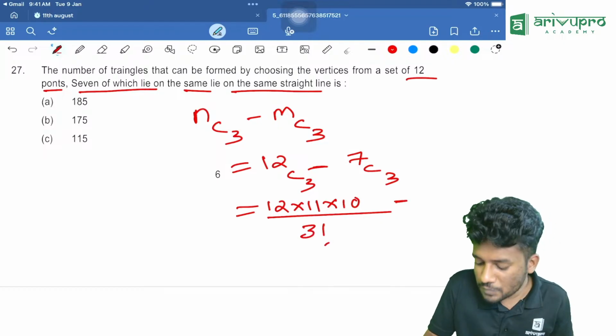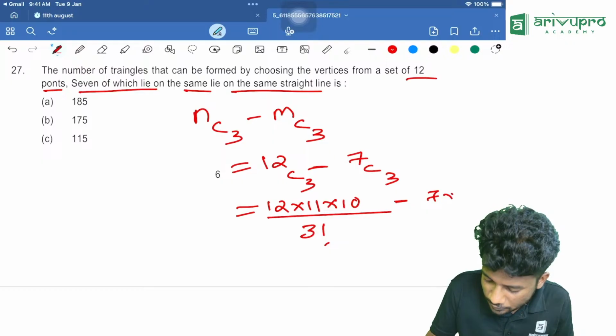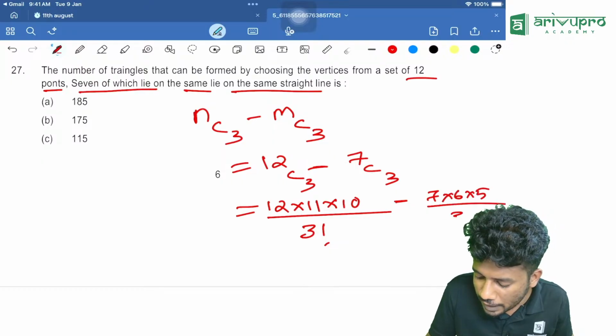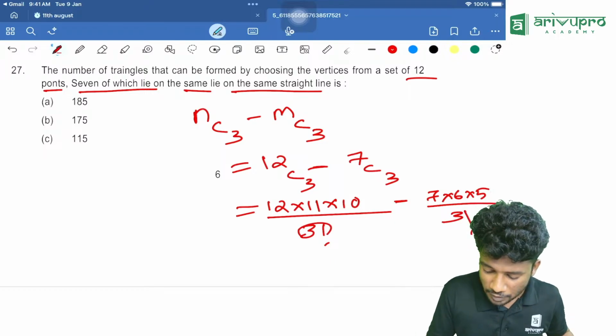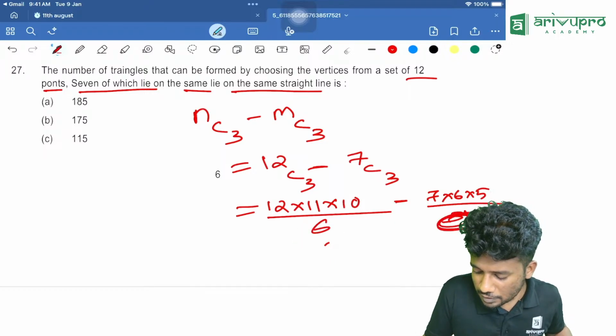12C3 minus, sorry, 7C3 can be written as what? 7 into 6 into 5 divided by 3 factorial. Now just use the calculator and find it. 3 factorial is how much? 6. 3 factorial here is also 6.